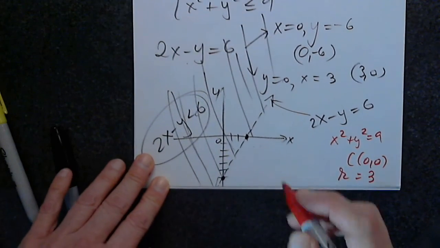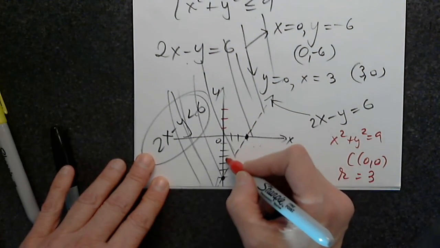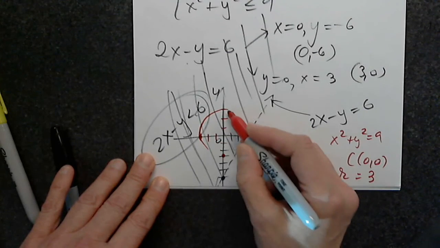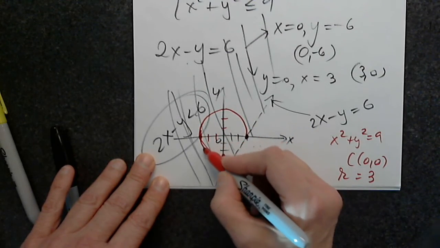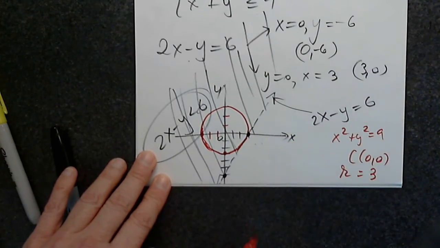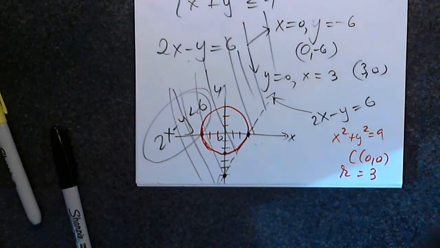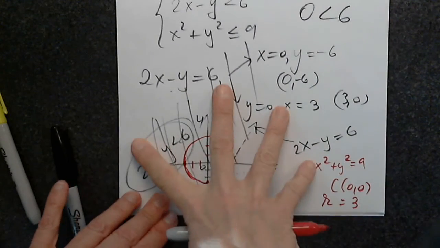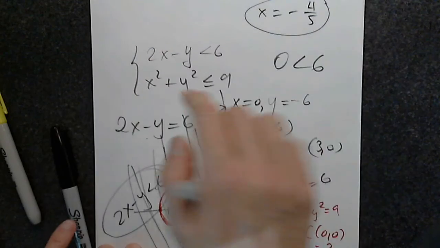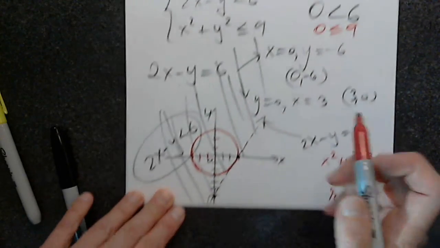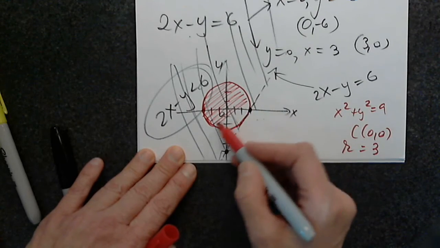Yes. Perfect. 1, 2, 3. Good. So I see that the circle divides the entire plane into two regions, the inside and the outside. I check with the origin, 0, 0. 0 less than or equal to 9. So then I shade in.